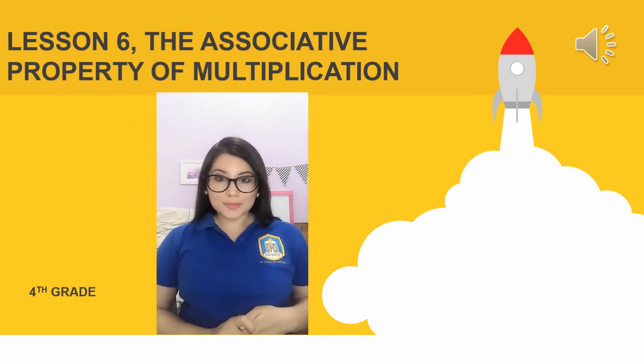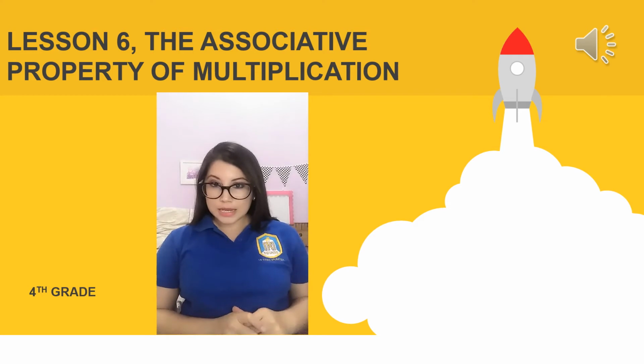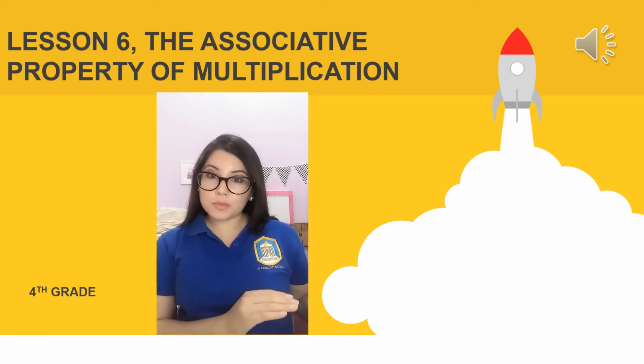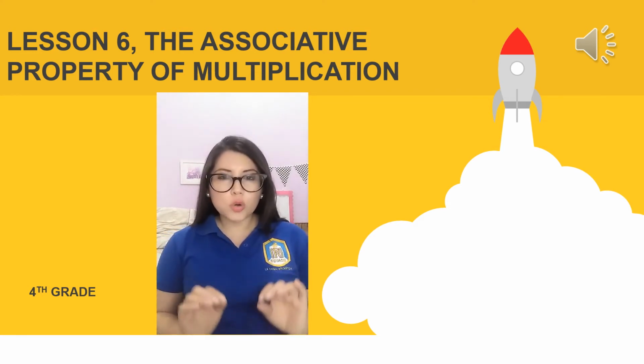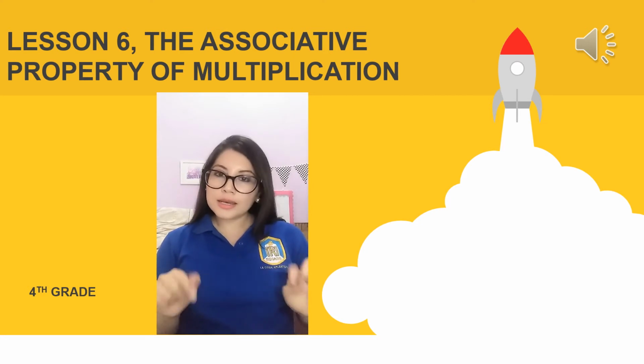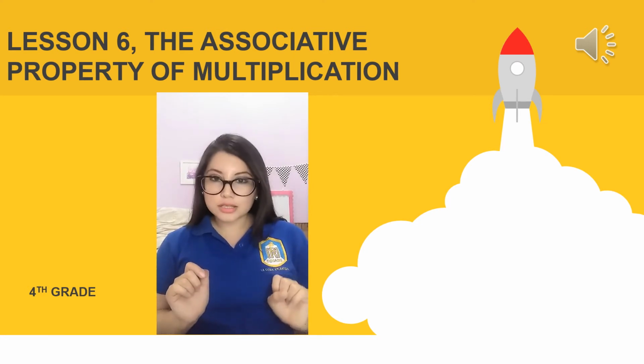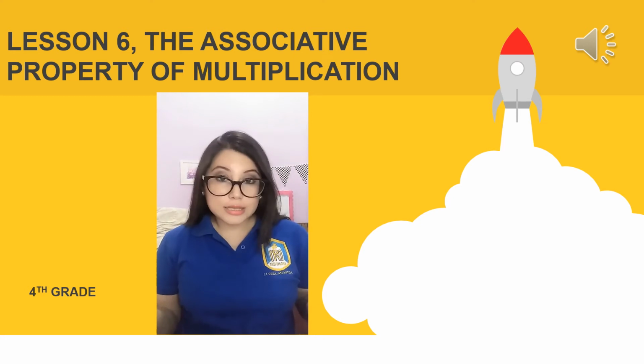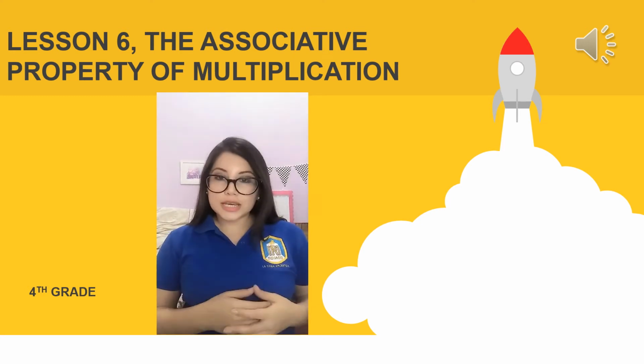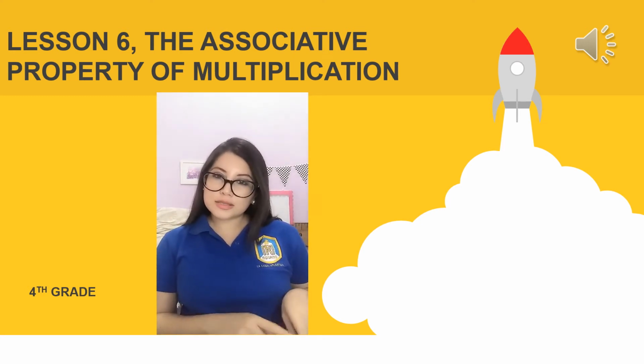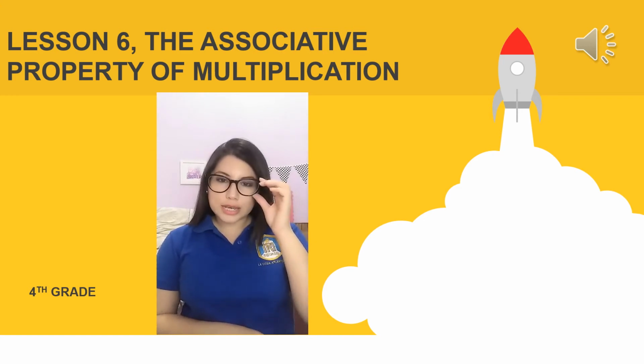Hello once again. Today we're seeing lesson 6, which is the associative property of multiplication. Now you know that we have been seeing properties of multiplication, but now we're going to go one by one. And today is the turn for the associative property. Our objective for today is to learn how to use this associative property and solve exercises with it.